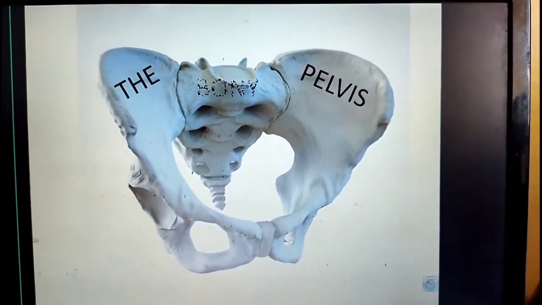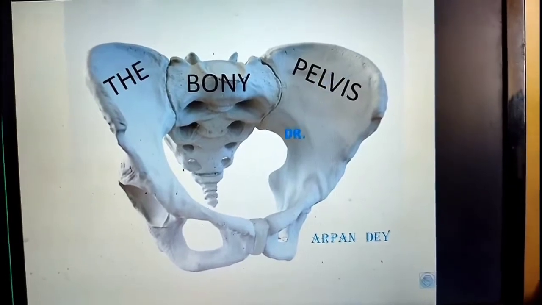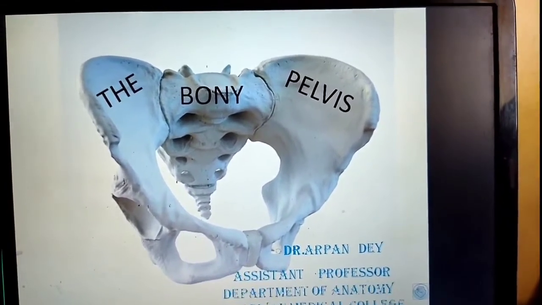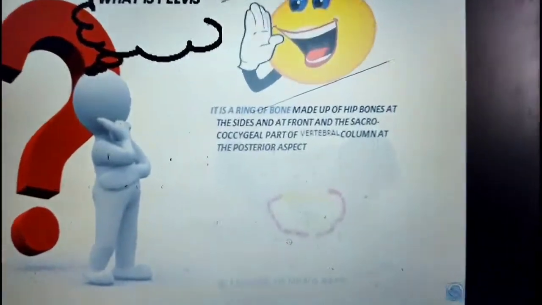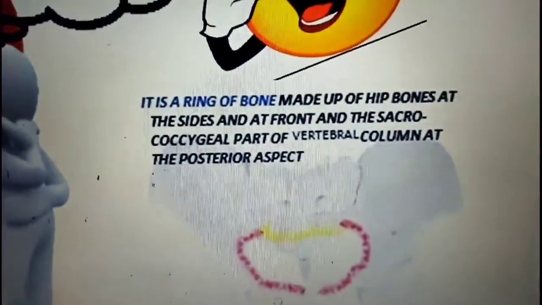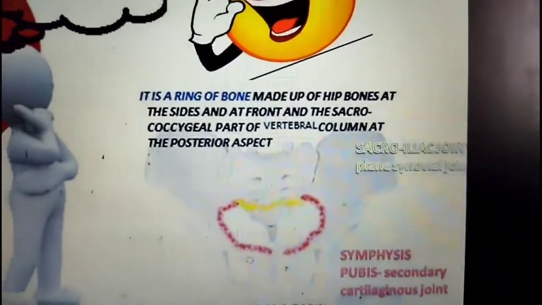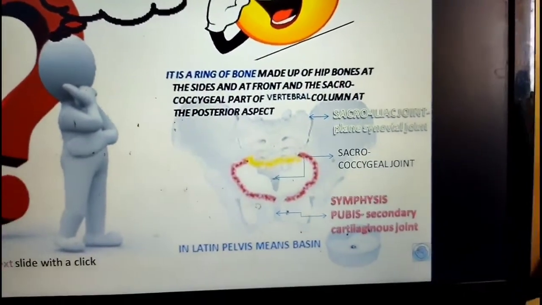Now whenever you refer to the pelvis, please mention the term bony. Whenever you're referring to the bony pelvis, don't miss the term bony. Now what is pelvis? This should be your first question. The pelvis is a ring of bone made up of hip bones at the sides and at the front, and the sacrococcygeal part of the vertebral column at the posterior aspect.